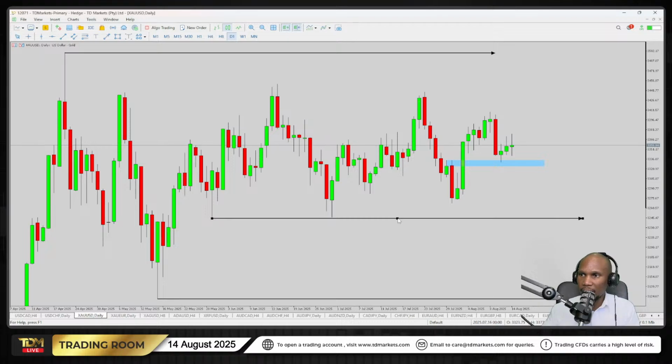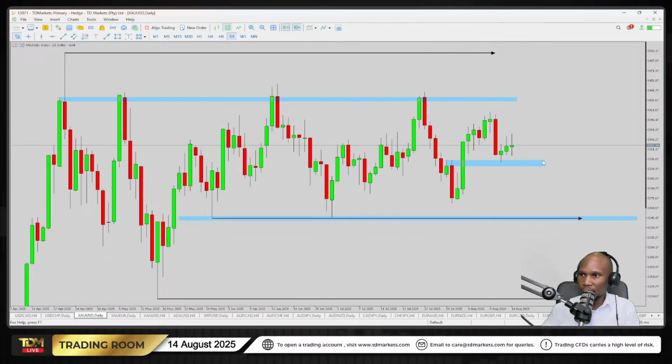Let me just draw a line. So this is where gold is stuck. It's stuck between this resistance here and this support down here. So it's not moving much. It's not giving us a consistent market structure. We're not seeing that. We're just seeing a bounce and a bounce.